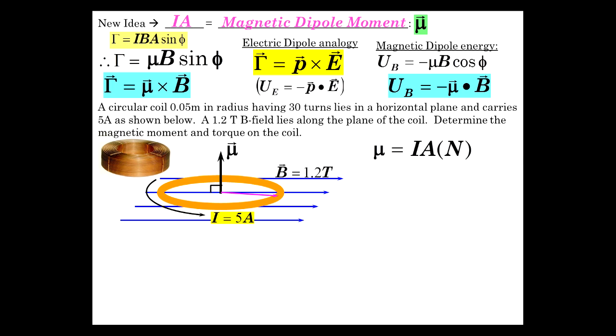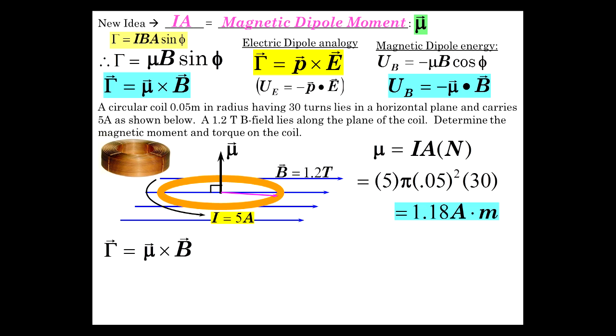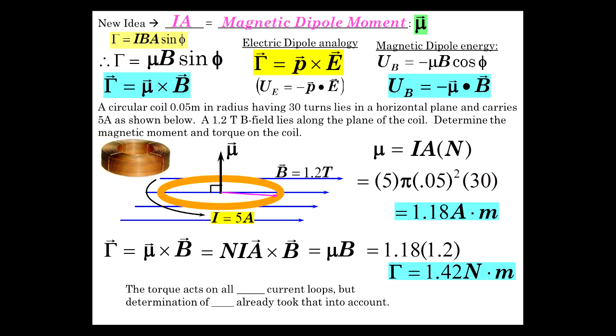The magnetic dipole moment is IA, but I'm also multiplying it by N. N is the number of turns. So this is current 5, area pi r squared, times the number of turns. Every turn contributes. So it's 1.18 amp meters. Now the torque is mu cross B. So that's NIA cross B. But we've already solved NIA. It's the 1.18. So mu B, 1.18 times 1.2 is 1.42 Newton meters.